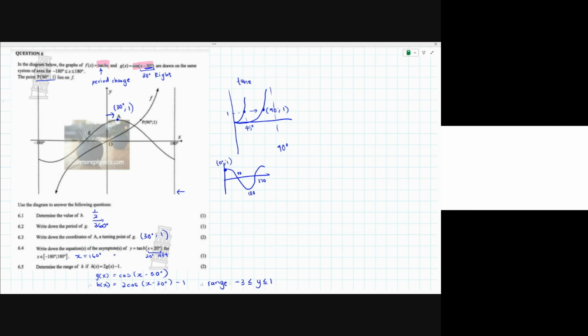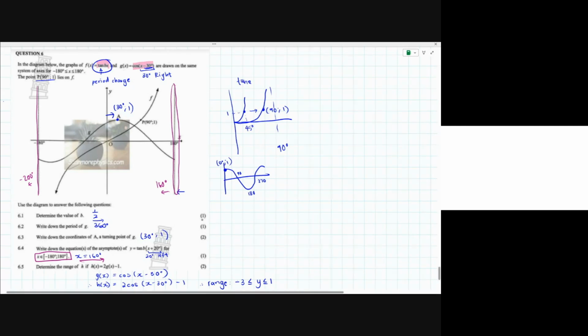Right, 6.4, write down the equations of the asymptote of tan b(x + 20). So all you're doing is taking this original tan graph that I gave you and shifting it 20 degrees to the left. So this asymptote at 180 must shift 20 degrees left, so at 160. This asymptote at negative 180 must shift 20 degrees to the left, so negative 200. But it does say only in the interval given, so that's why I've only got one solution, because that negative 200 is outside my interval.